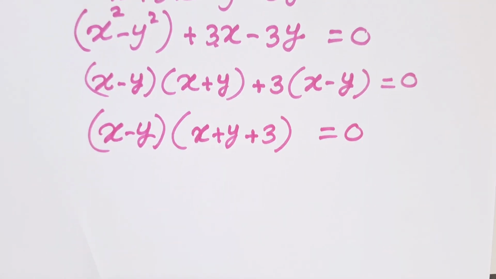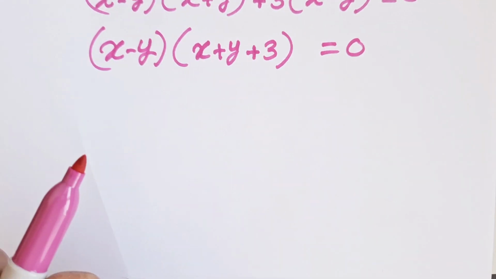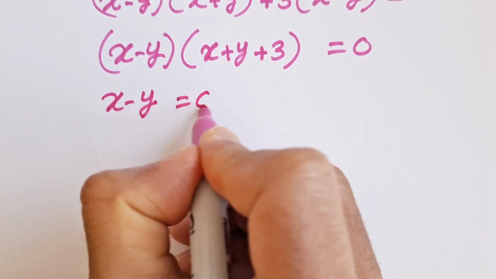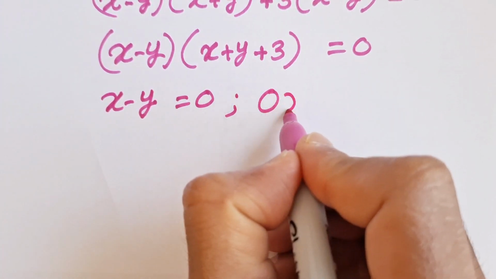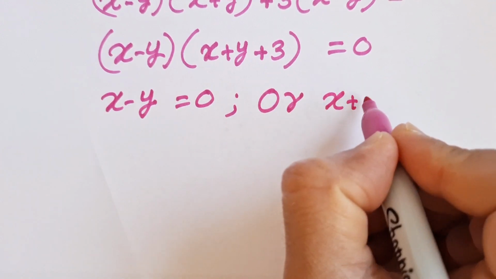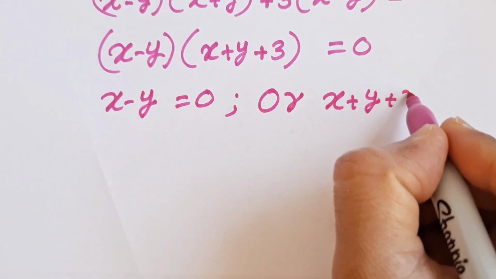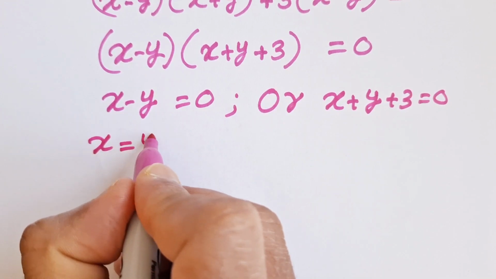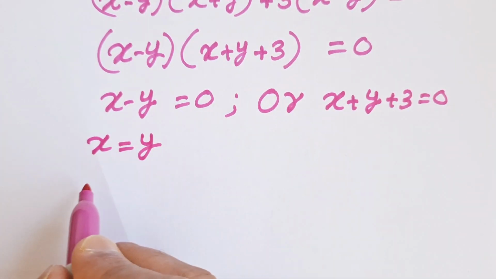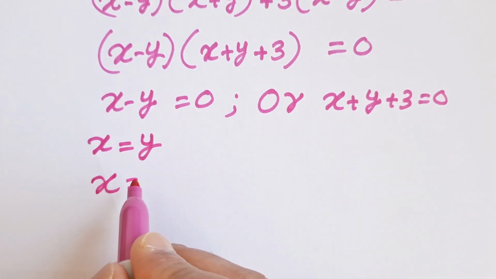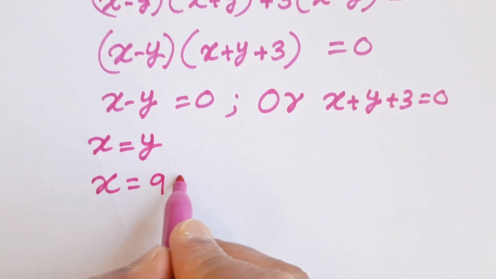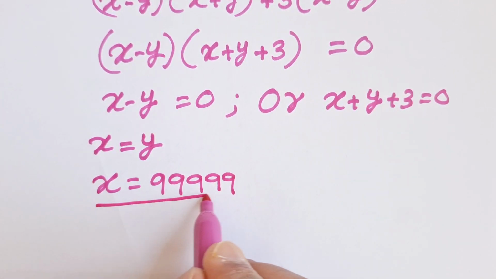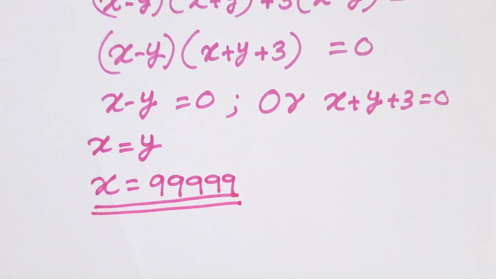Now two products are equal to 0. Then we can have either x minus y equal to 0 or x plus y plus 3 equal to 0. Here we have x equal to y. Then x equal to y is our initial substitution, which is 99,999. This is one of our answers.